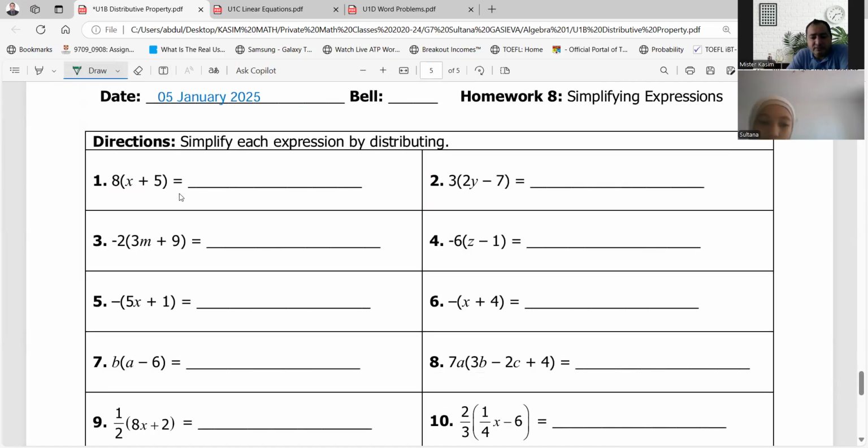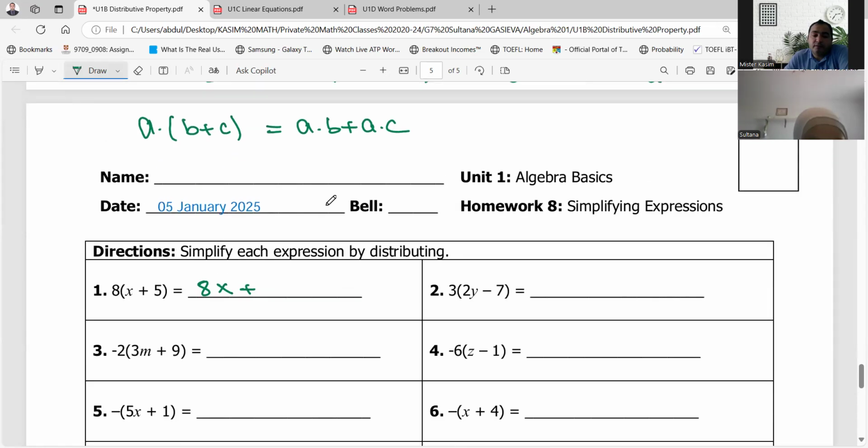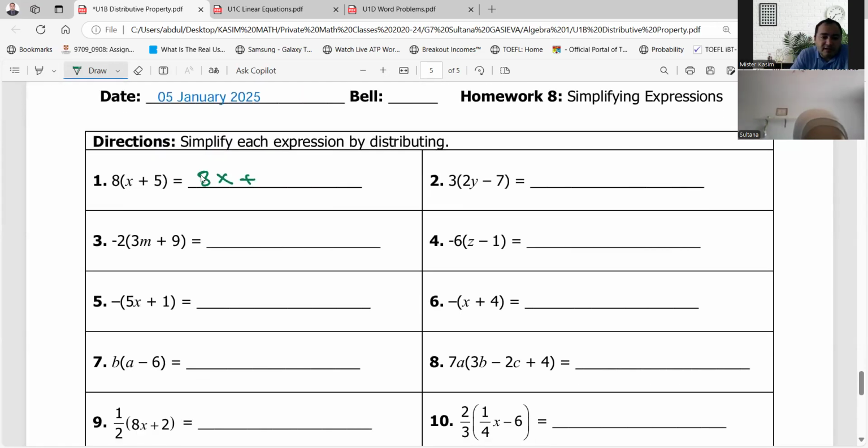Okay, come on, let's do it. 8 times x, so 8x. Faster, faster. 8x plus 5. So it's gonna be 8 times 5. Just tell me 8 times 5 equals 40. You should say that. Do it like this, Sultana. Look, 8 times x plus 5 equals 8x plus 40. That's it.